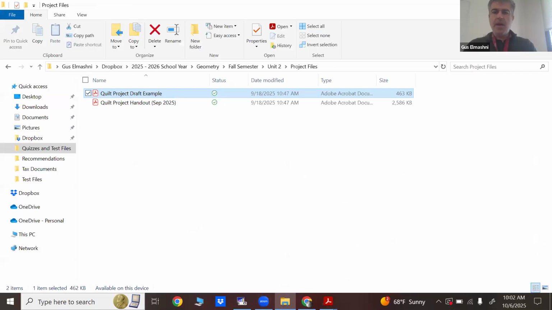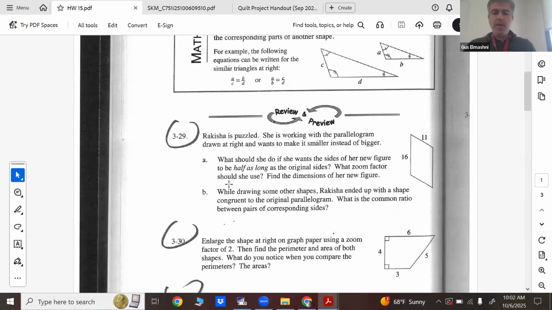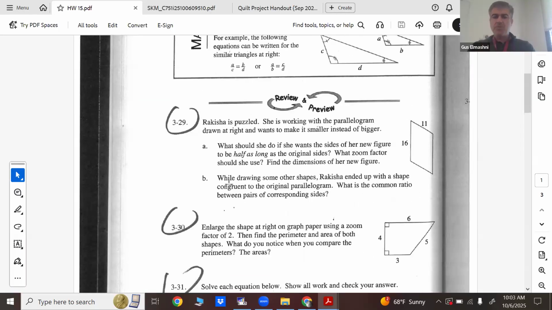Okay, cool. All right, so for 29, Maggie? Okay, so for 29, let's read this. Rakisha's puzzled. She's working with the parallelogram drawn at the right, wants to make it smaller instead of bigger. What should she do if she wants the size of her new figure to be half as long as the original size? What zoom factor should she use? Well, obviously you multiply by 1/2, right? If you want half. So I think that's it.